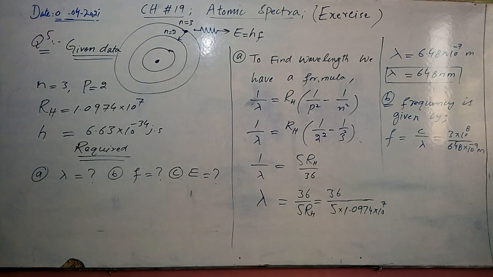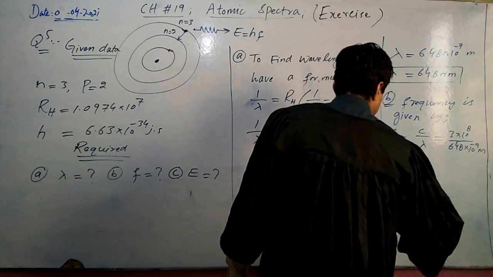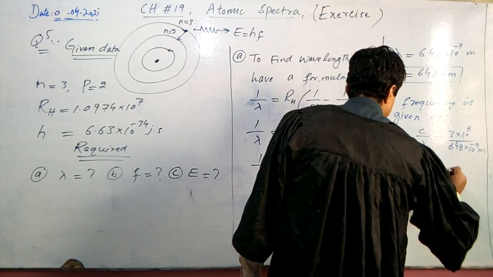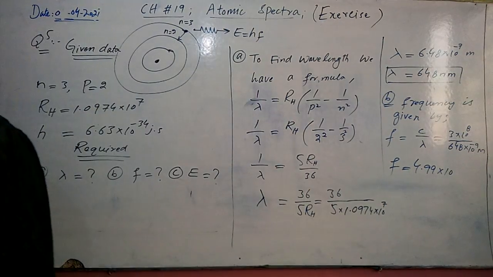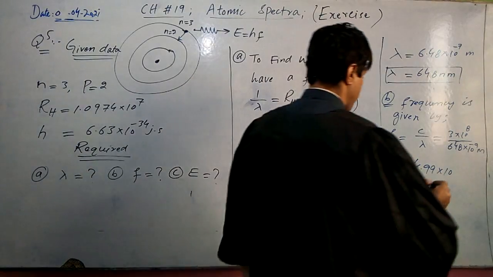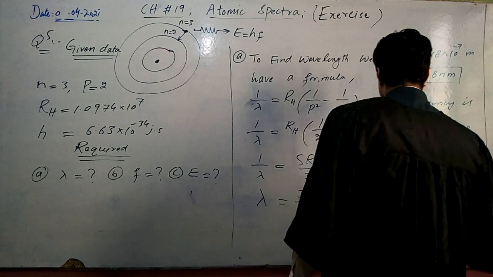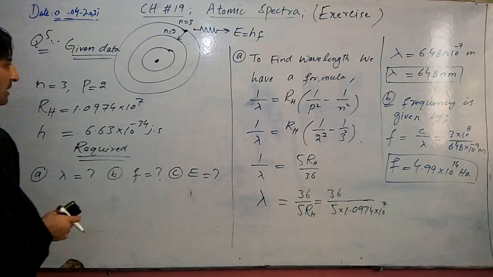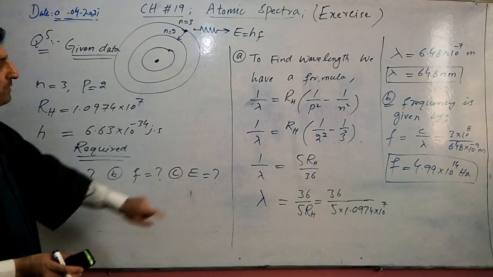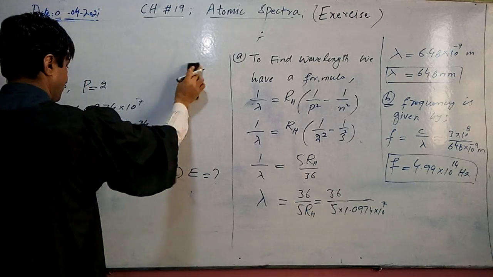So simply by solving this, we will get 4.99 multiplied 10 power 14 hertz. So the frequency of emitted photon is equal to 4.99 multiplied 10 power 14 hertz. This will be the frequency of emitted photon. Now third thing, we have to calculate the wavelength. How can we calculate the wavelength? Option C.